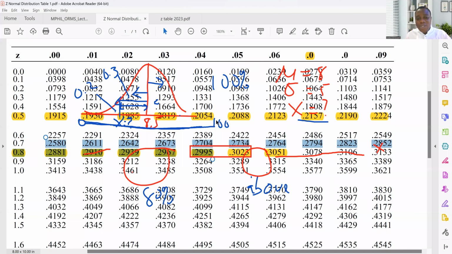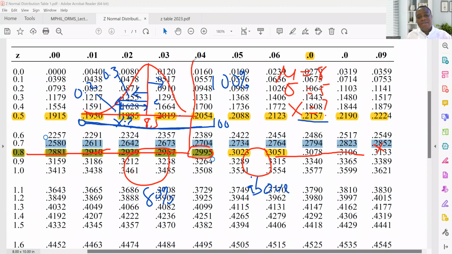All right. Now that you know that 0.2995 is the closest, how do you now find your z value? Well, it's very simple. To find your Z value, all you have to do, now that you know it is this, is trace the Z value leftward till you get to 0.8 and trace it upward till you get to 0.4. Therefore, our Z value for this is going to be what value? Remember where it is located. It's going to be what value?